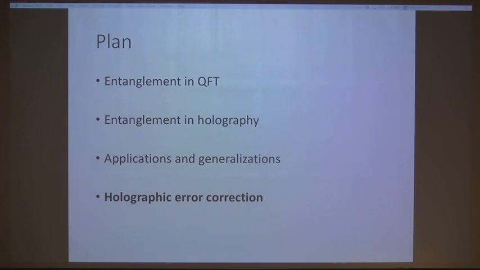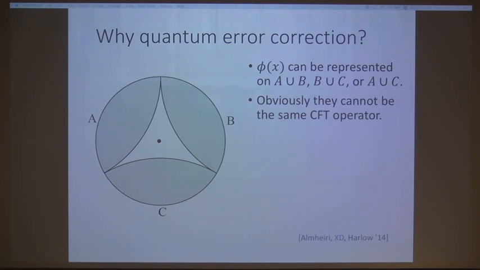In the remaining time, I'd like to quickly go over holographic error correction. I'm almost out of time, so I'll be rather quick. So why do we have quantum error correction at all? Because we find that the same bulk point, phi of x, here in the middle, can actually be represented in many different ways on the boundary. In this case, we can represent it on AB, BC, or AC. So obviously, they cannot be the same operator in the CFT.